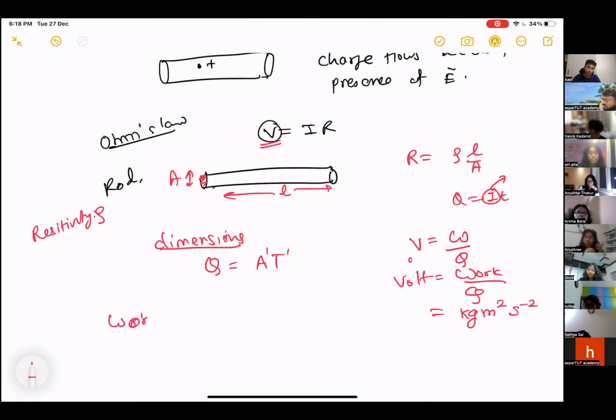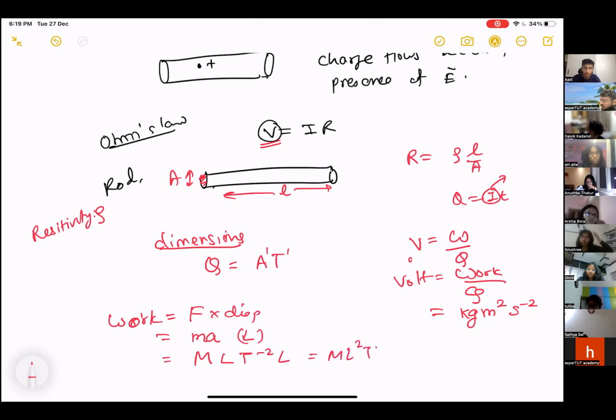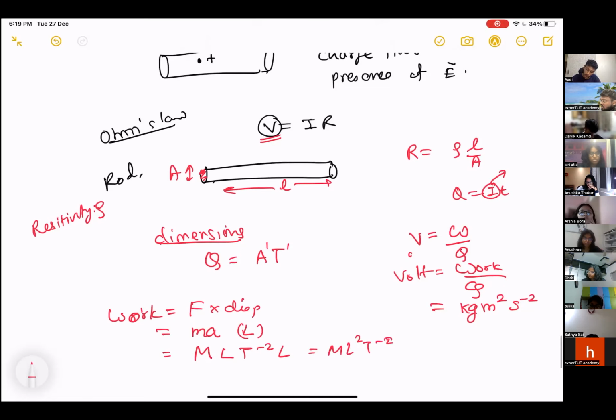See, work is equal to F dot ds, force into displacement. Force is mass into acceleration. Displacement is length. Mass in dimensions is M. Acceleration is meter per second square, in dimensions L T to the power minus 2. And then one more L, so the answer is M L square T minus 2. This is the dimension of work.